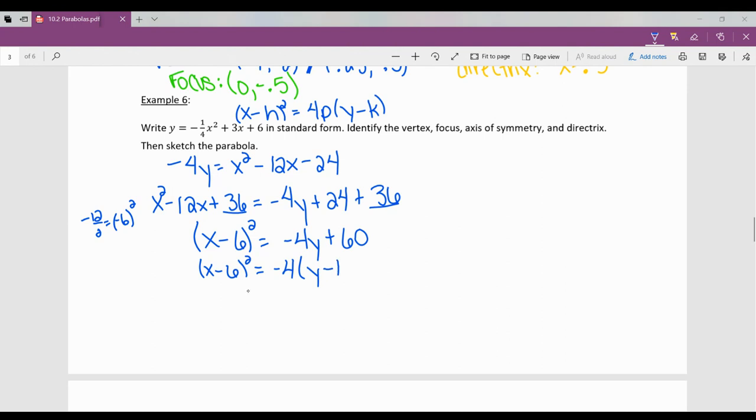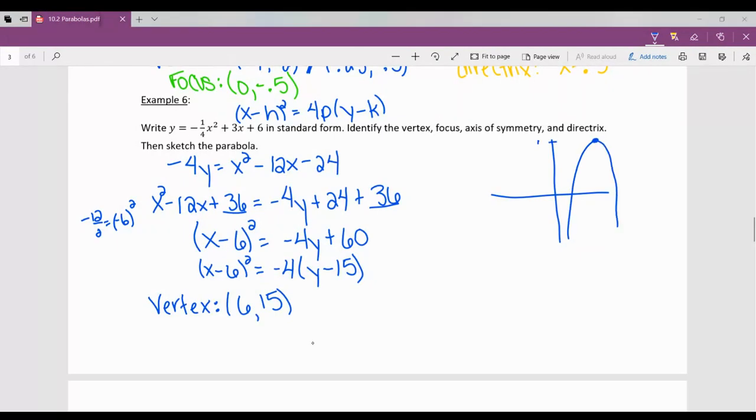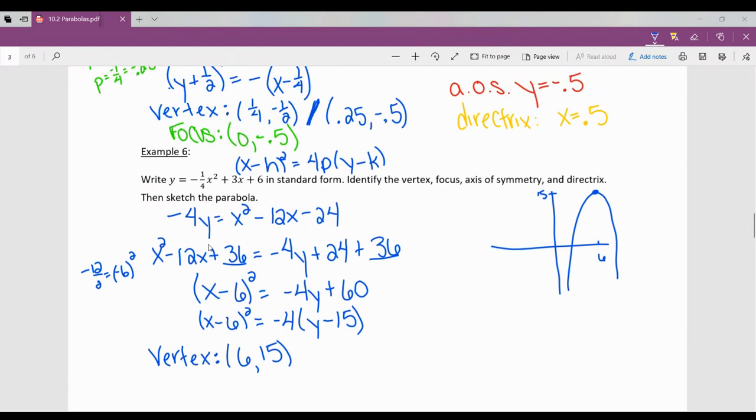So now I want to factor out that -4, so I get x minus 6 squared equals -4y minus 15. So I get my vertex is h comma k, 6 comma 15. Now, because the x is being squared and it's negative, it's opening vertically, but it's negative, so it's opening down. So it's going to be at 6 comma 15, opening down, that's 15. That's 6.